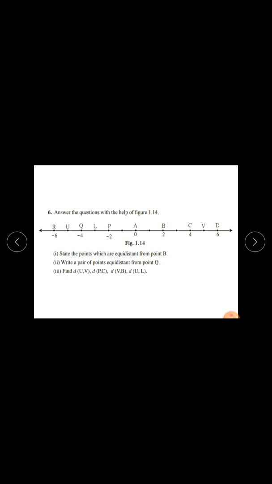Now first sub question. State the points which are equidistant from point B. Where is your point B? This is your point B. So which points are equidistant from point B? Point A and point C, or point P and point D.